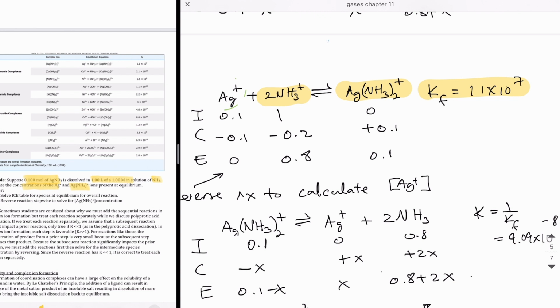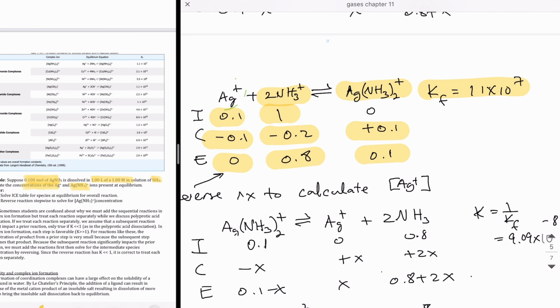Because it's a large K, we're going to figure out if there's a limiting reactant and then calculate the change based on the limiting reactant. In fact, in this case, the silver is the limiting reactant because it's a smaller number. The ammonia is 1 mole, so we're going to have negative 0.1 and negative 0.2 here, 0.2 because the ammonia is a 2-to-1 stoichiometry with the silver. And then we have plus 0.1 on the complex ion. And at the end, we have 0, 0.8, and 0.1.